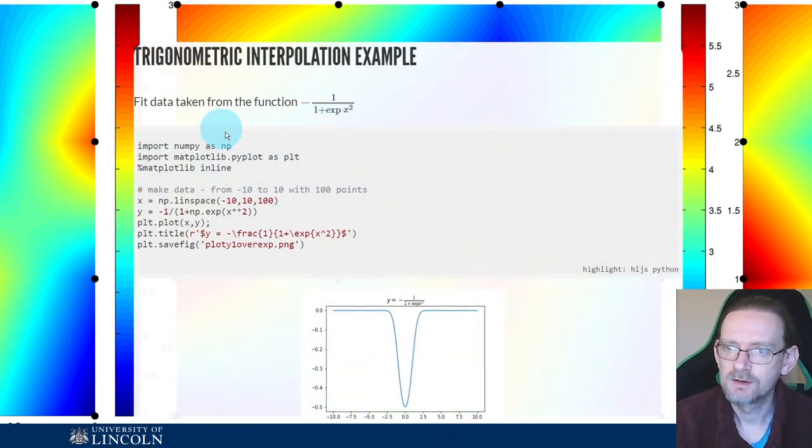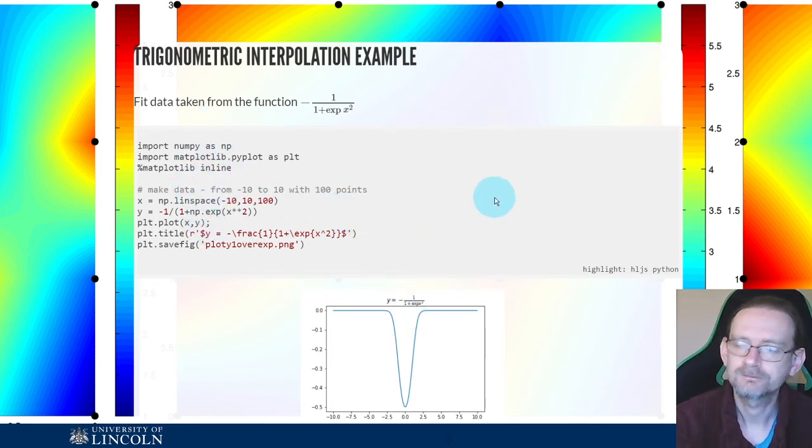So there's a worked example here for the trigonometric interpolation. This is for a different function. So I'm just plotting out this function. So it's this, minus 1 over 1 plus exponential of x squared. So it looks like that. It's sort of upside down hat, or valley or something.